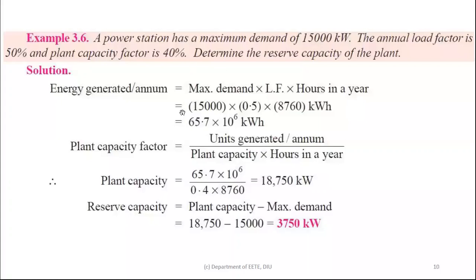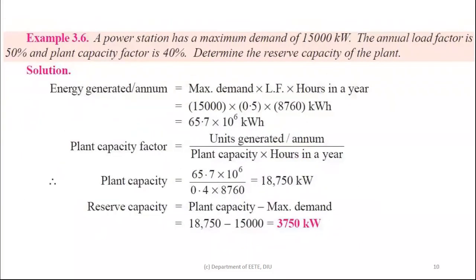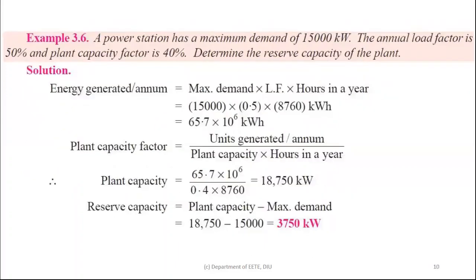So if you don't want to solve this way, you can use the plant capacity factor equation, that the plant capacity factor equals average demand by plant capacity. In the same way, the 3.4 can be solved, as has been shown. The 3.6 also in exactly the same way. If you solve this way, it is also the same. There is no such difference, just a different representation, just making us more compatible.